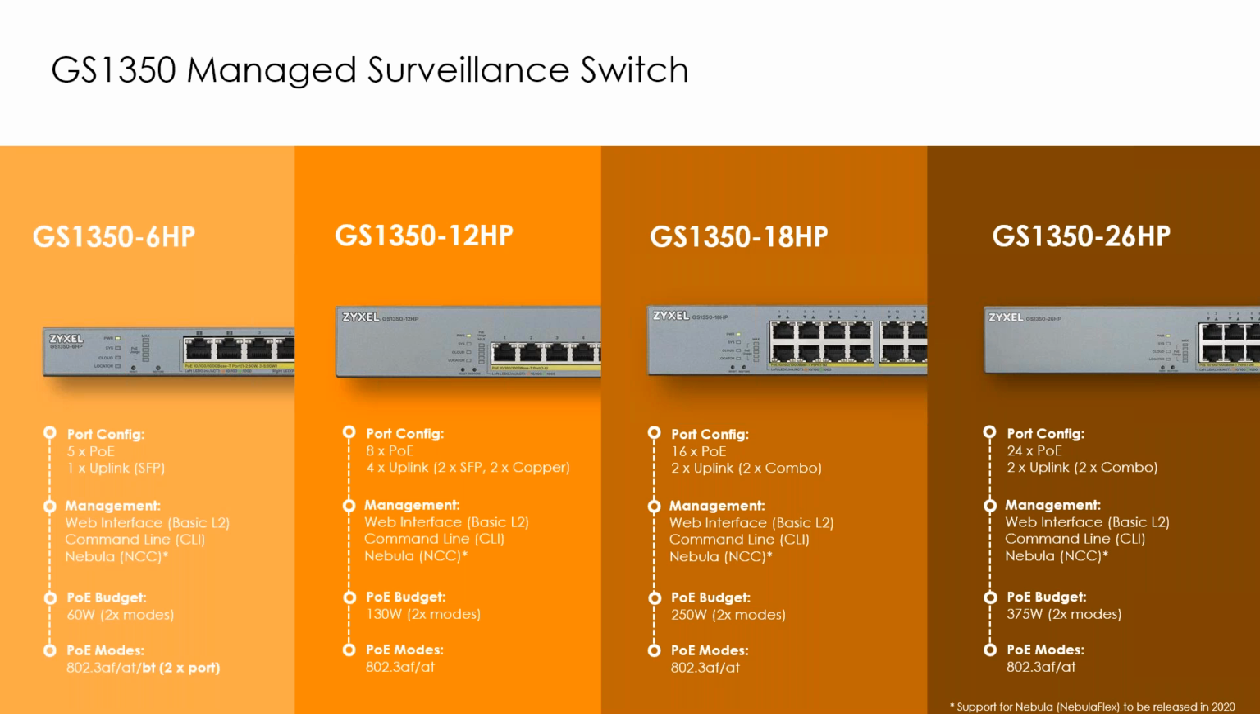And then on the 6HP, we also support the BT standard power, so up to 60 watts. But as described earlier, it's not that all BT standard devices require that 60 watts. So that's why we have 2 ports available for that BT power. But obviously, if you have a device that requires that 60 watts of power, since you have a PoE budget of 60 watts, you can only power up that one device. But depending on the actual power consumption of the device, it depends if you can power up 1 or 2.